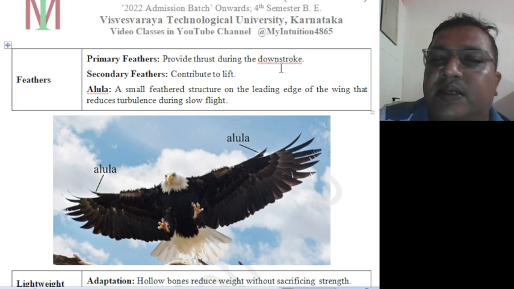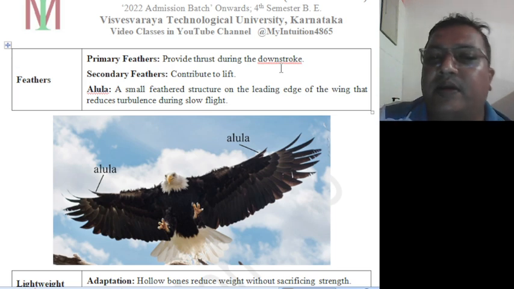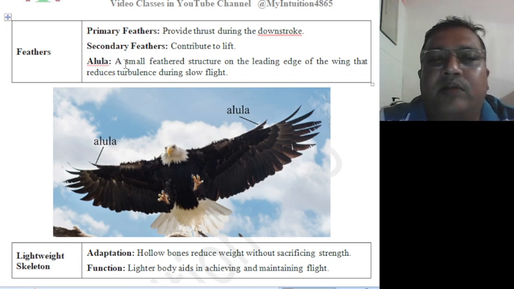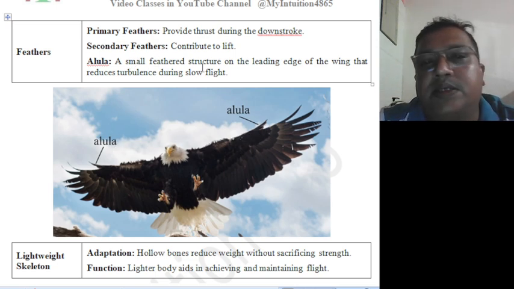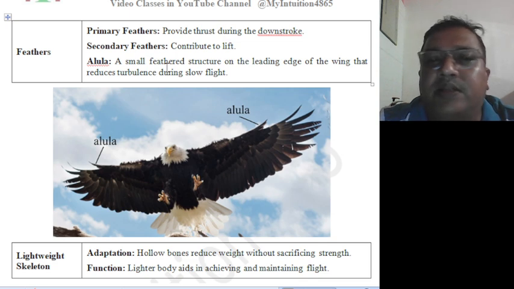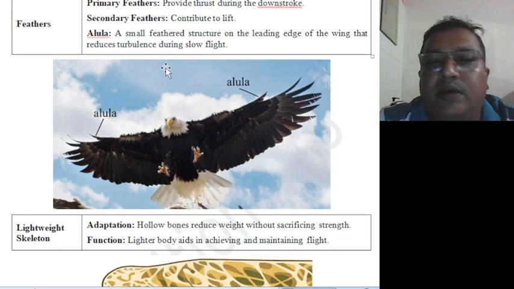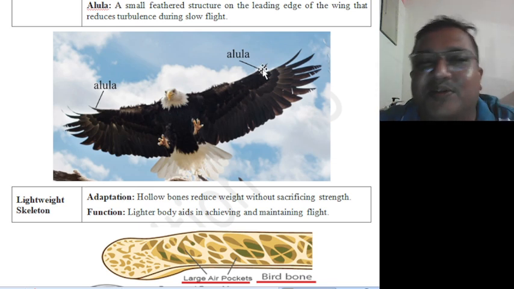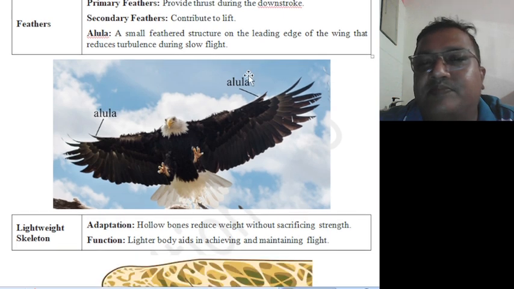The secondary feathers contribute the lift, and there is another set of feathers called the alula. So the alula, which is represented here, is a set of small feather structures on the leading edge of a wing that reduces turbulence during slow flight. Okay, so this image represents a bird that wants to sit on a ramp, so it is slowly coming in. So the alula is very active to reduce the drag.